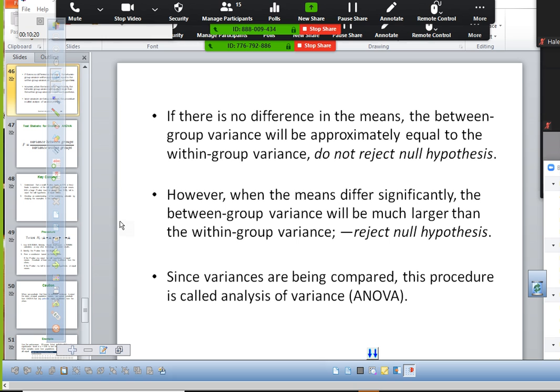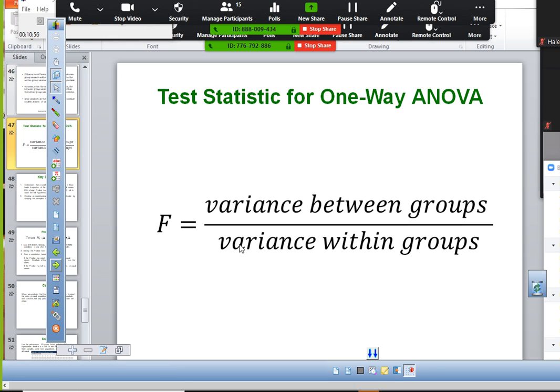And then obviously since variances are being compared, this is called the analysis of variance, the ANOVA. All right, so here's the test stat. It's the F statistic. I will not make you compute it, except I'll ask you to find it on the exam, and it's just as simple as this. It is the variance between groups divided by the variance within groups. It's that ratio, and we'll talk about that more next class.